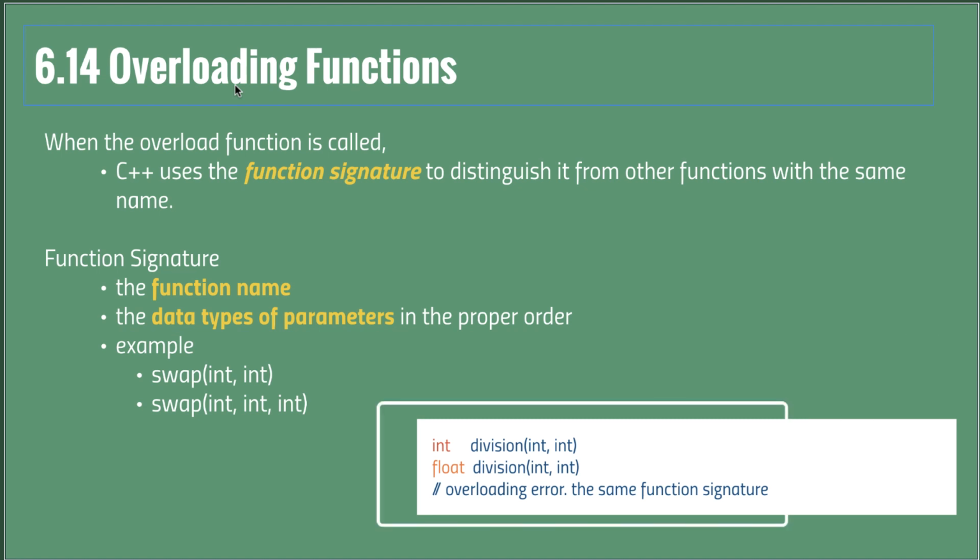However, in this example, two functions have the same function name and the same parameter list, but they have only a different return type. The return type is not an element of the function signature. Thus, the compiler identifies those two functions as the same function. Hence, this example makes an overloading error because it has the same function signature.